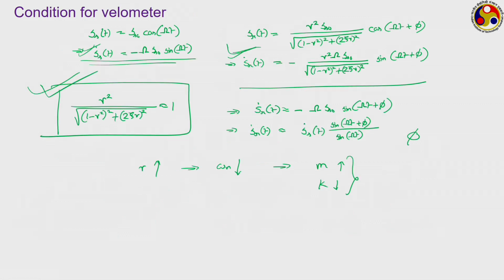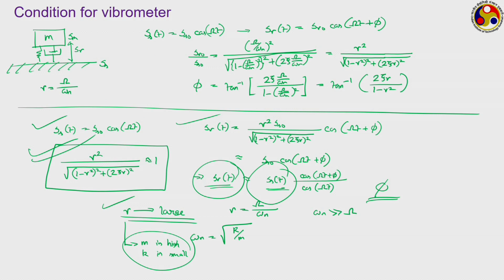Now, look at the condition that we had here. Actually, I made a mistake while writing this. For a vibrometer, we want r to be large.